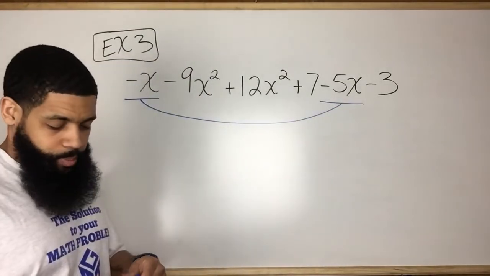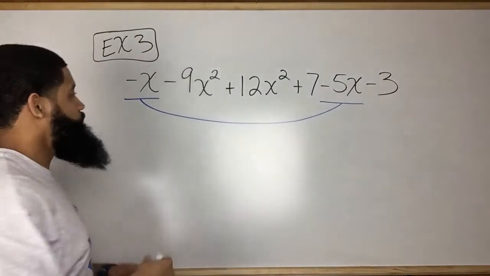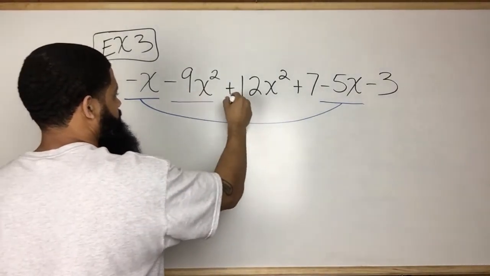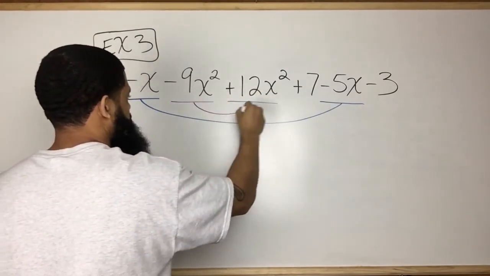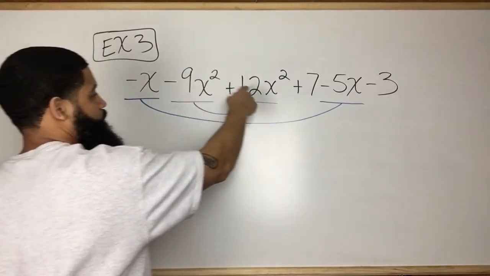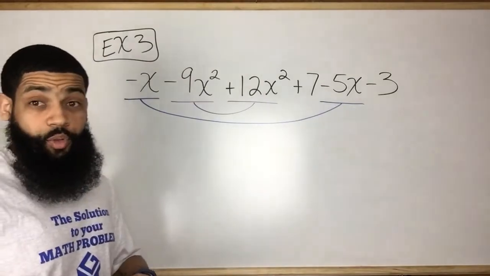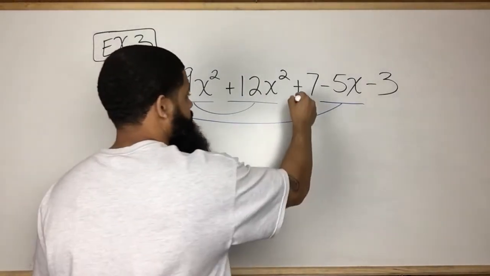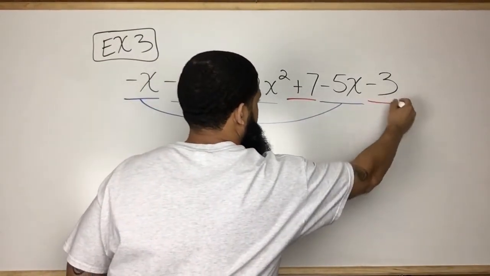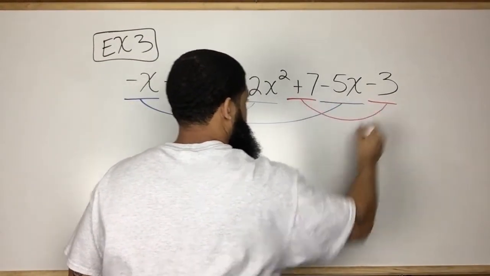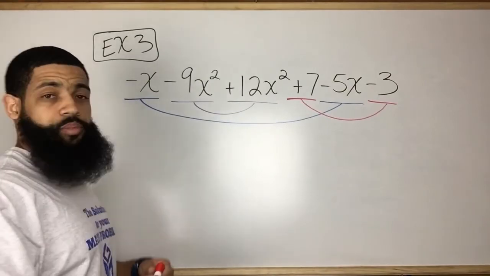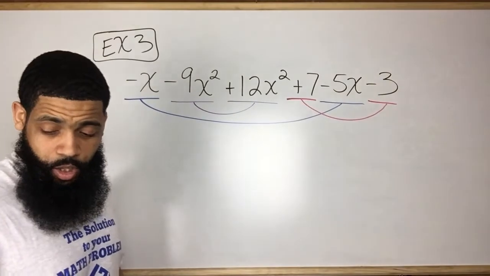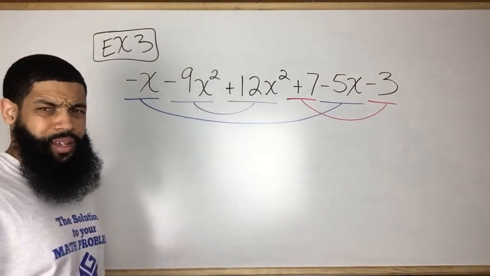Alright? Then we have the x squared terms. Fortunately, they're right next to each other. So we can connect those. So that would be negative 9x squared plus 12x squared if we wanted to combine like terms. And then last but not least, we have 7 and negative 3. And they are like terms as well. Okay? And so that's our like terms.